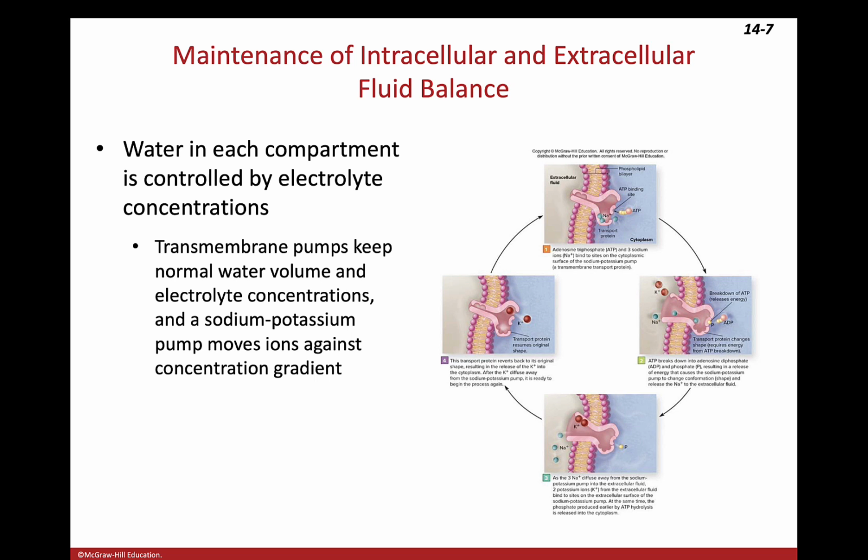The pump will pump out 3 sodium ions for every 2 potassium ions that are pumped in. And remember, since sodium is the primary extracellular ion, it requires active transport to get it out of the cell, and the same thing to get potassium inside of the cell. This cellular mechanism accounts for a significant portion of our overall metabolic rate.